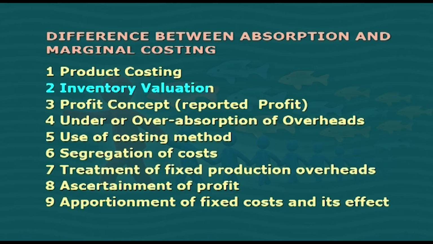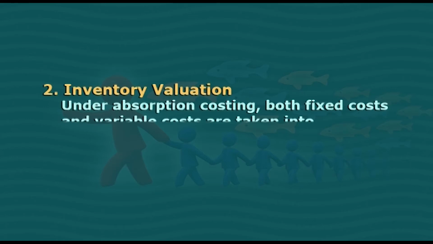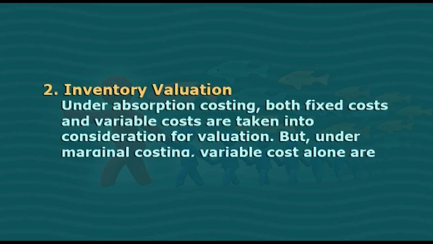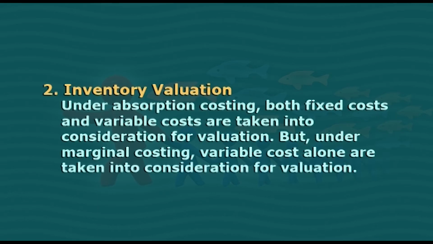Second is inventory valuation. Under absorption costing, both fixed cost and variable cost are taken into consideration for valuation, but under marginal costing, variable cost alone is taken into consideration for valuation.